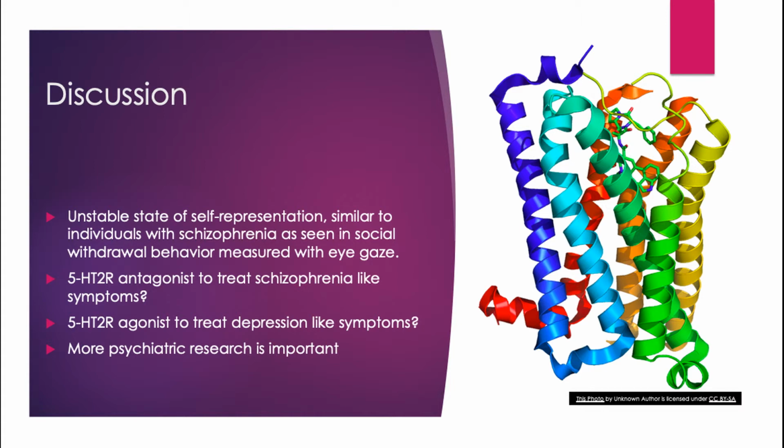From this, one might consider using a 5-HT2R antagonist to treat this specific disorder. For other disorders, like depression, that require an increased self-focus, a 5-HT2R agonist may be more appropriate. By using the graphs that were generated during this experiment, specific personality traits or ideas of the self can be modulated using this serotonin system.